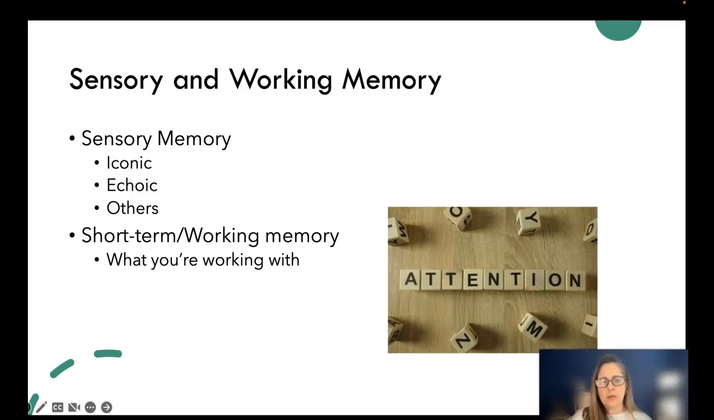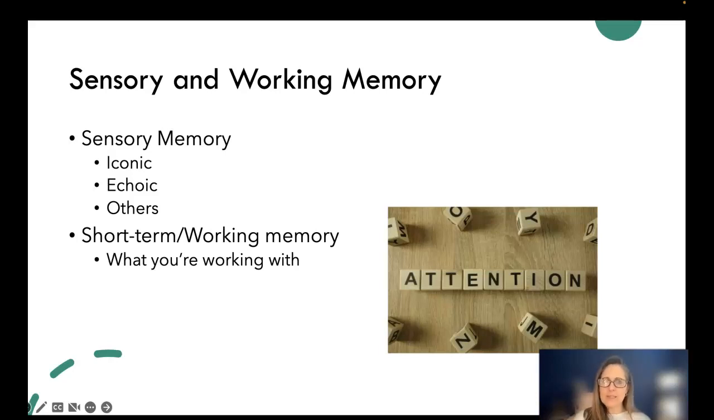Back when this information processing model of memory was first developed, I think it was the late 60s, early 70s, they talked about this stage as being short-term memory. But for a lot of people, when they think of short-term memory, they think about it in relation to long-term memory. And people often mistakenly think, oh, my short-term memory is my memory for things that happened maybe yesterday as compared to a year ago. And that's what's in my long-term memory.